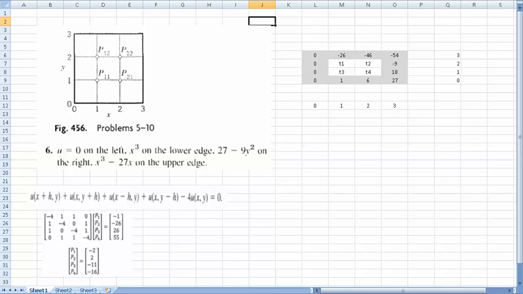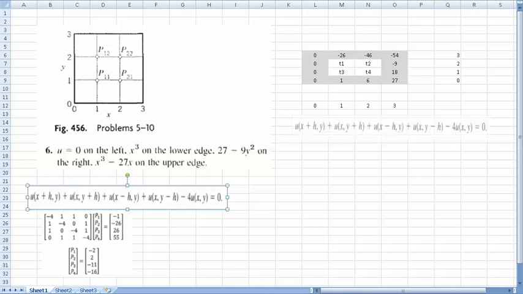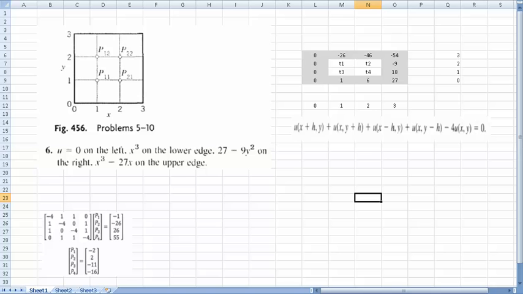Now, my pattern equation for this, let's just move it over here now, says that at any xy location, let's pick this location right here where the cursor is, then it is true that the neighbor at x plus h, sorry, x plus h is to the right. The neighbor to the right plus the neighbor above plus the neighbor to the left plus the neighbor below minus 4 times the point that I want to solve equals 0.